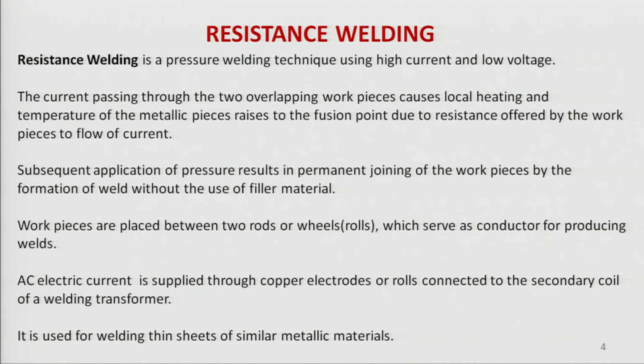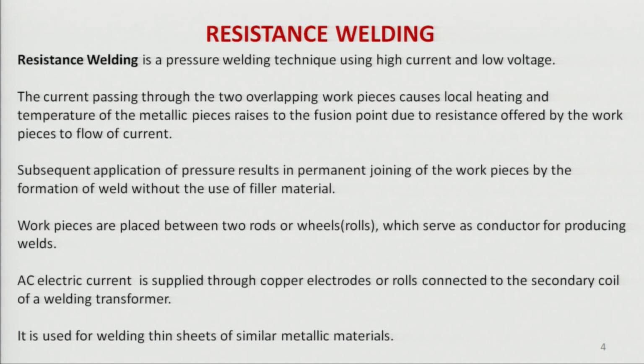Workpieces are placed between the two rods. I have shown you the machine where the electrode was there. So, two electrodes are there. You have seen that copper electrodes are there. In that, what was happening, we are putting the workpieces in a lap manner, and then we reach a fusion state by bringing those electrodes together. In between, the material is there.